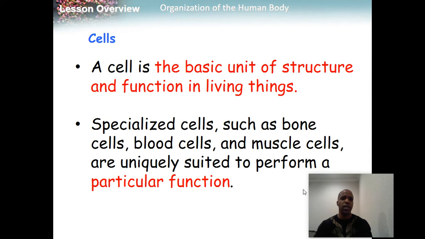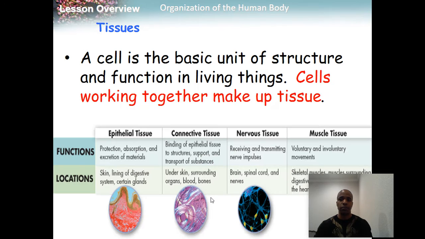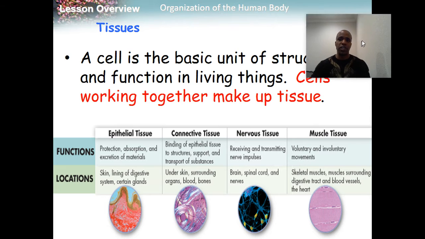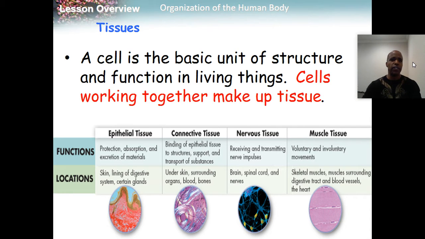Cells. A cell is the basic unit of structure of living things. Specialized cells, such as bone cells, blood cells, muscle cells, are uniquely suited to perform particular functions. These are some of the examples of the different types of tissues. A cell is a basic unit of structure in living things, and cells work together to make up tissue. We've got epithelial tissue, connective tissue, nervous tissue, and muscular tissue. They're special because of what they do. Their functions change because they are going to be doing different things.